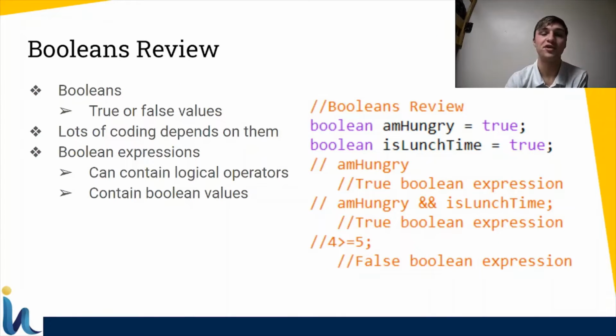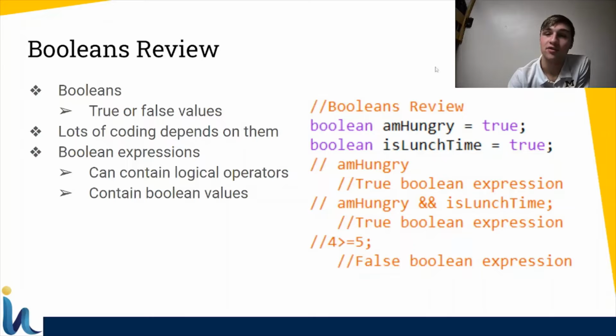Alright, for a little bit of Booleans review. If you remember, Booleans are true or false values, and a lot of coding depends on them because they're used in conditional statements, which will determine whether a piece of code executes or not. Boolean expressions can contain logical operators like we saw before, and they can also contain Boolean values.